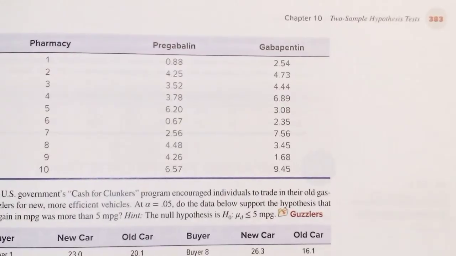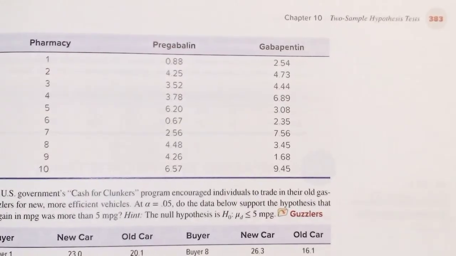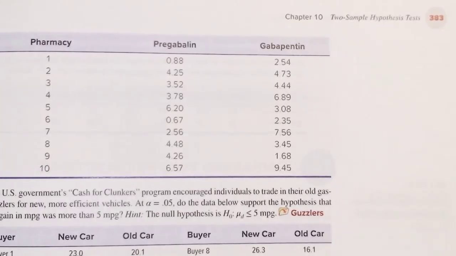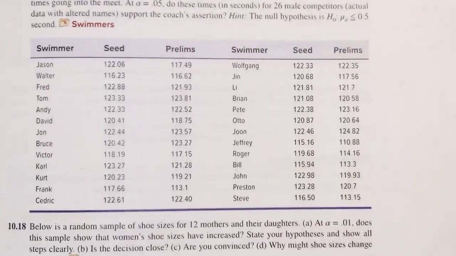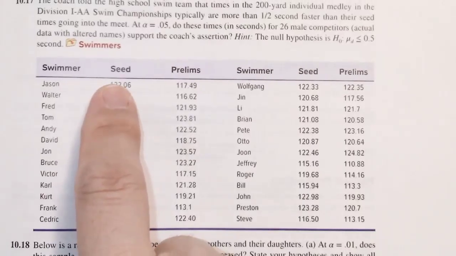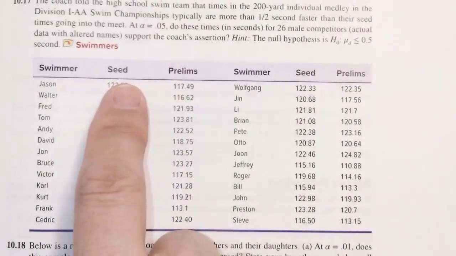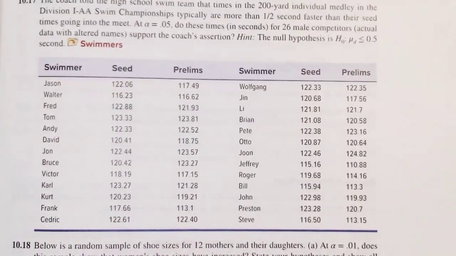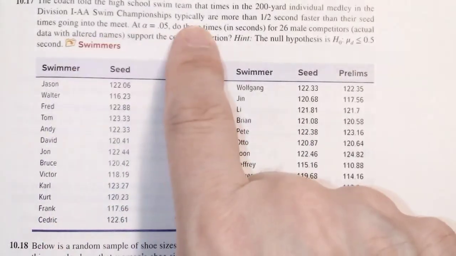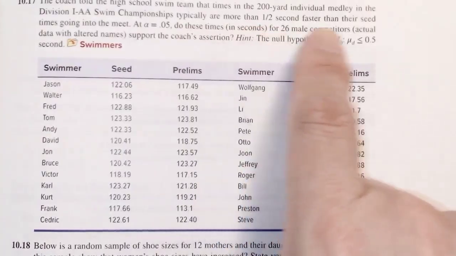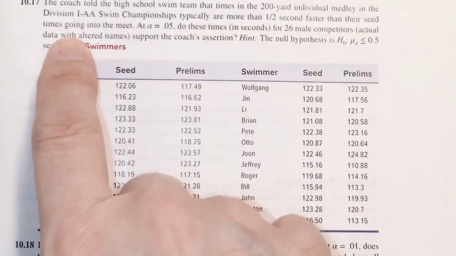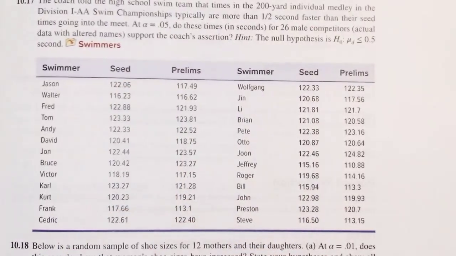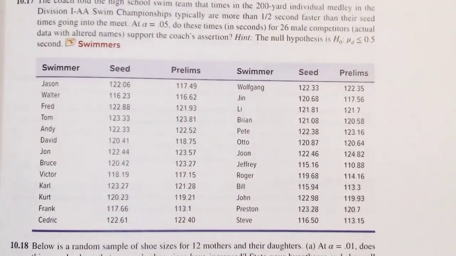You're an athlete. Your coach tells you leave it all on the field, not just during the practices, but during the actual event. So here are the preliminary times and the actual times. Are people faster? The coach says typically they're more than a half second faster than going into the meet. So the actual times are faster than the seed times. Is it true or not?